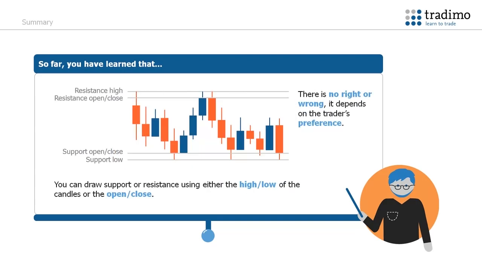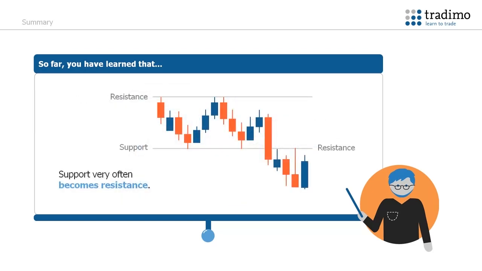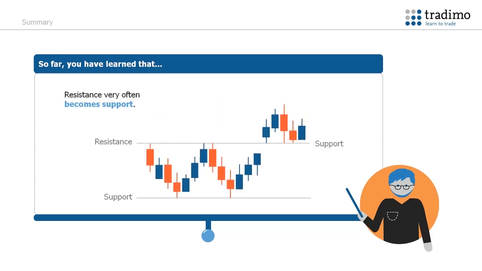You also saw that it is possible to draw support or resistance on either the high, low of the candles or on the open or close. There is no right or wrong way to do this, it just depends on your preference. The support and resistance levels are not set in stone, but they are very often zones. Furthermore, you learned that often support can become resistance, and resistance often becomes support.